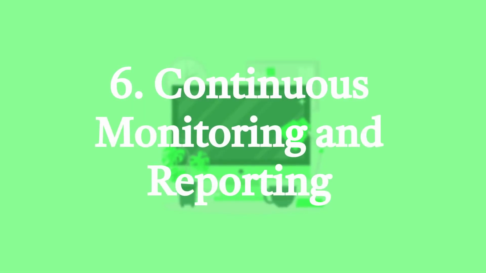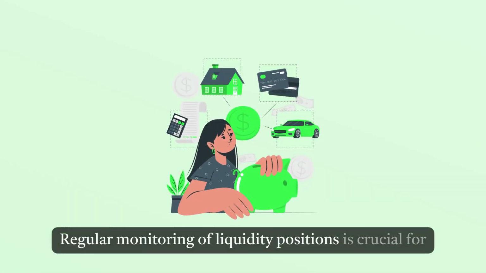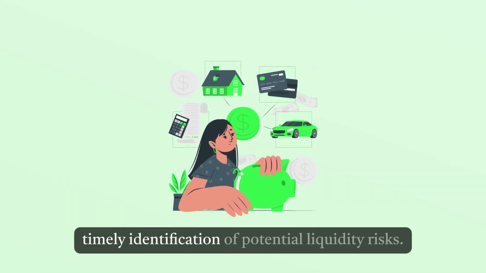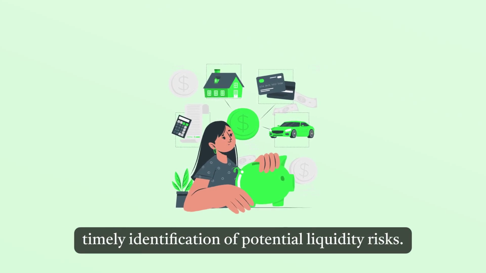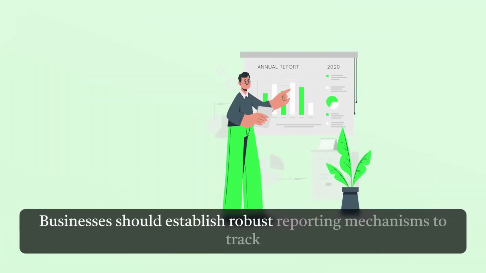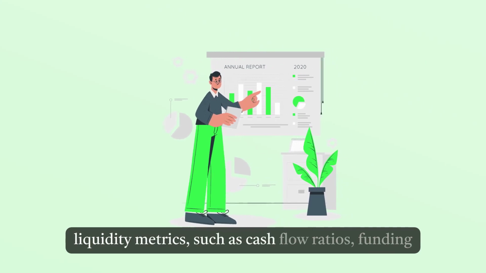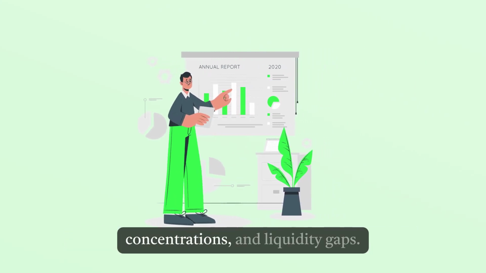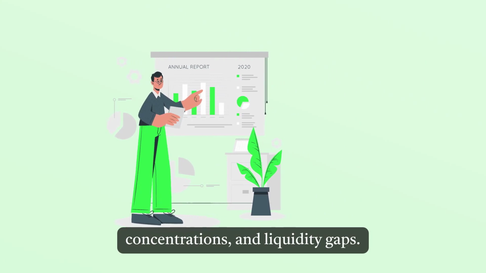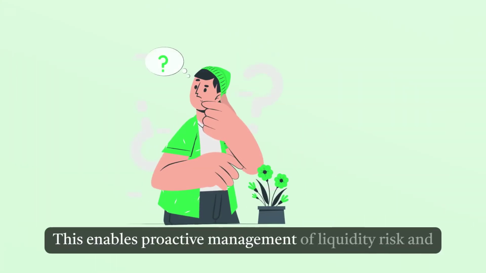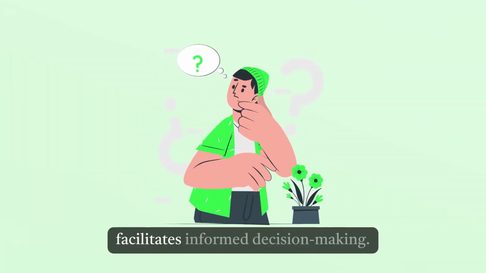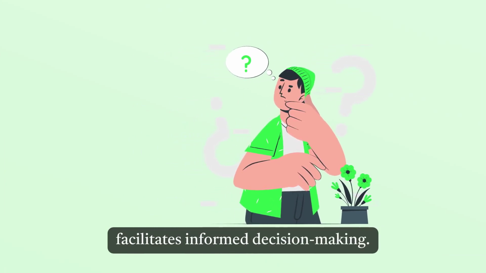6. Continuous monitoring and reporting. Regular monitoring of liquidity positions is crucial for timely identification of potential liquidity risks. Businesses should establish robust reporting mechanisms to track liquidity metrics, such as cash flow ratios, funding concentrations, and liquidity gaps. This enables proactive management of liquidity risk and facilitates informed decision-making.